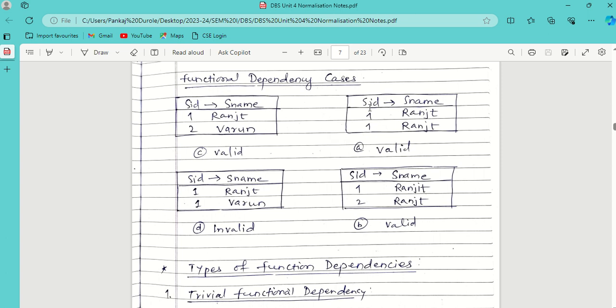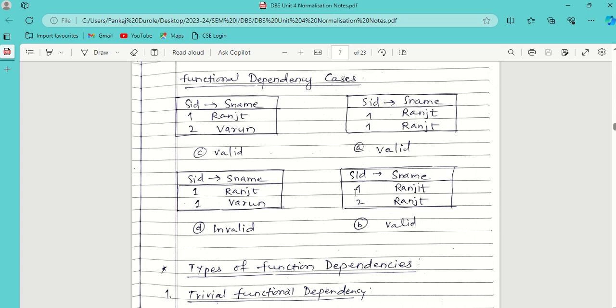In the first scenario, there are two columns in the table, student ID and student name. So ID is one, name is Ranjit. Again, the similar thing is repeated over here. So that is not the issue because the same name is identified by one ID. So it is a valid functional dependency case.